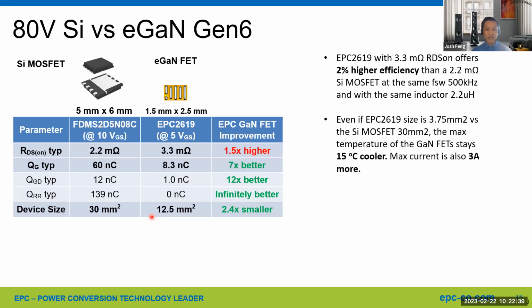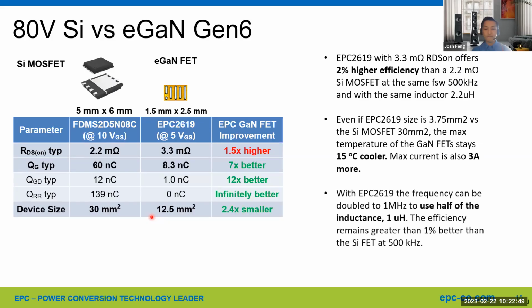However, even though the size is smaller, it actually stays cooler, 15 degrees cooler than an 80 volt silicon device. On top of that, the max current can even push 3 amperes more. Last but not least, because of much better figures of merit, 2619 is even able to switch at double the switching frequency, in this case 1 megahertz, and use half of the inductance, 1 microhenry, to further reduce the space. And the efficiency, by the way, is still at least 1% better than silicon at 500 kilohertz.